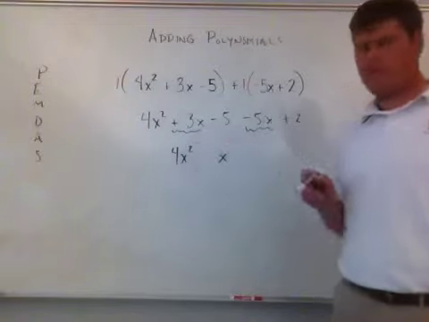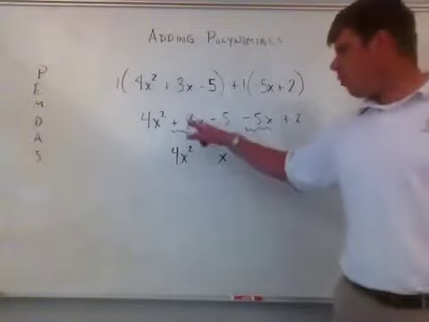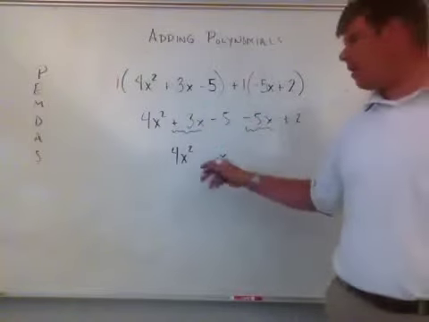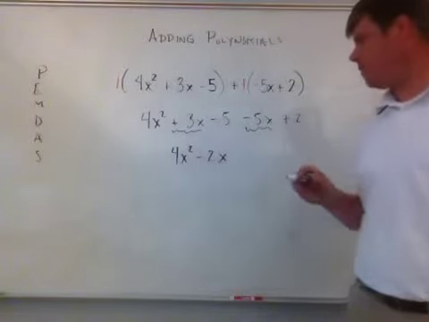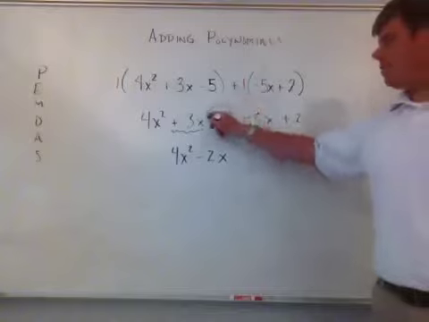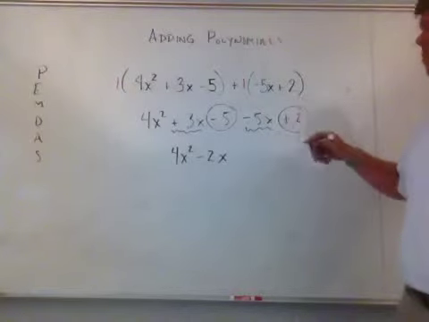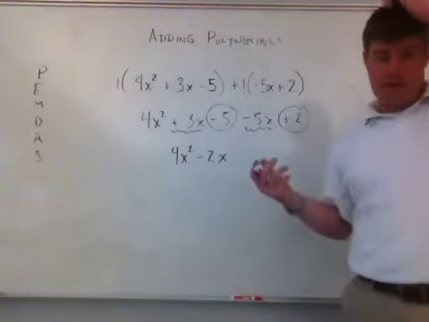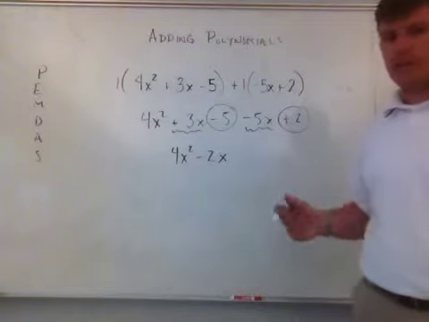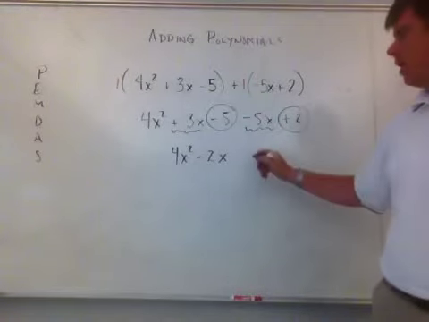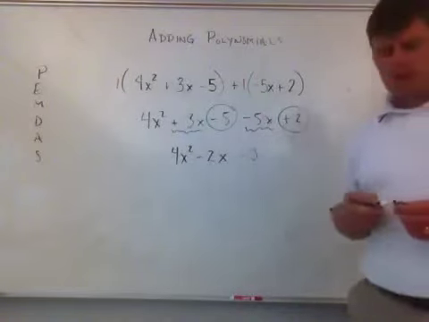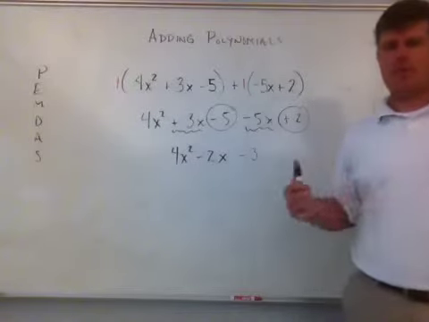And this is a 4x squared, sorry. So what does positive 3 and negative 5 make? It makes negative 2, so I write a minus 2. Then I have two numbers here which are like terms. They both don't have variables, so I can just add or subtract them like normal. So what does negative 5 plus 2 make? It makes negative 3. So that's the basic principle of adding.